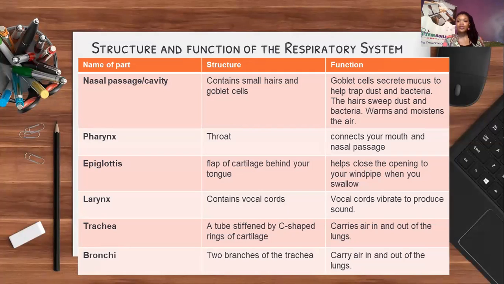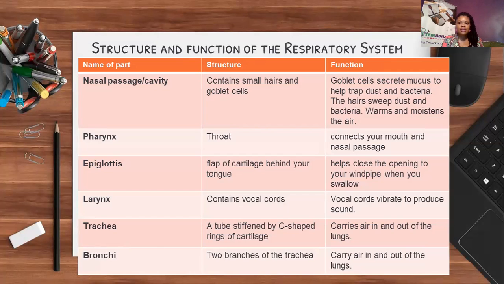Structure and function of the respiratory system. So as mentioned before, breathing is a physical process. So it involves a number of structures, right? And all of these structures have a particular function. So the nasal passage or cavity contains small hairs and goblet cells. These goblet cells secrete mucus that helps to trap the dust and bacteria, and the hairs help to sweep the dust and bacteria and warms and moistens the air. While the pharynx, which is the back of the throat, connects your mouth and your nasal passage.